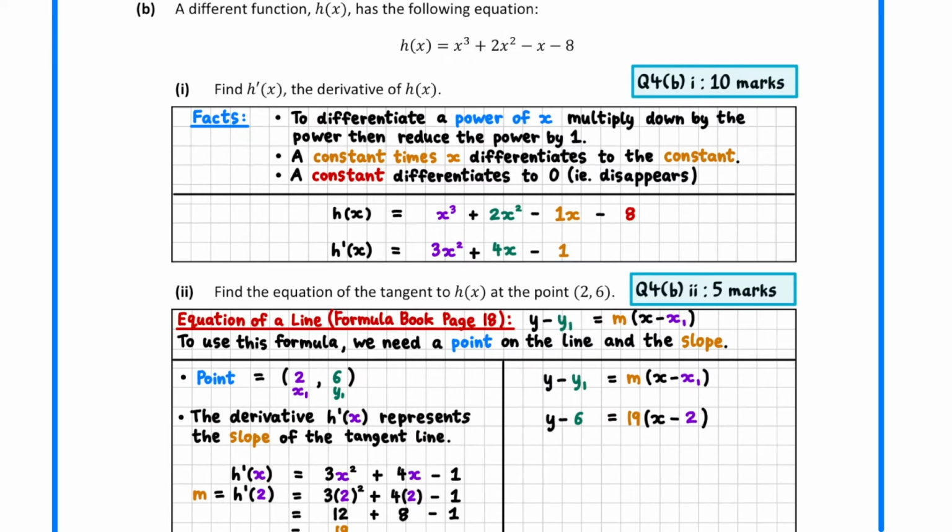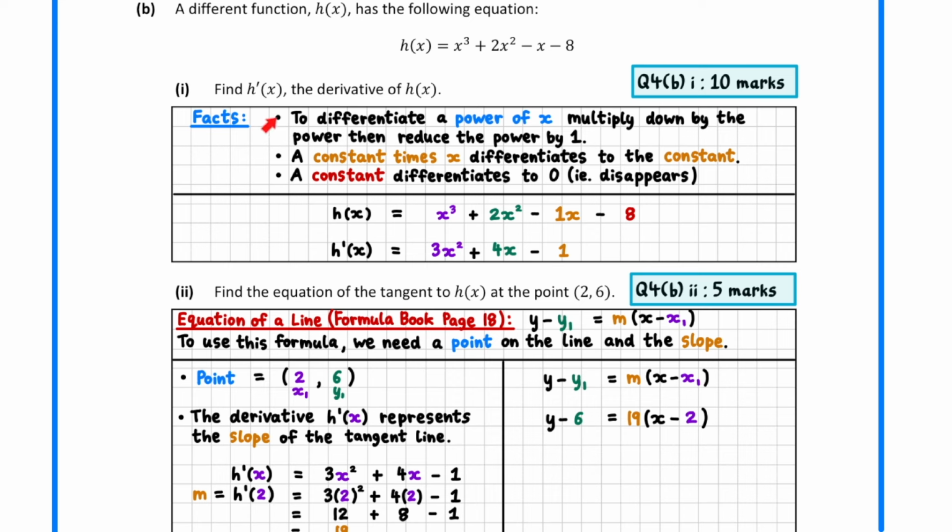In B, we are given an equation for a different function, h of x. In part 1, we must find the derivative of h. The definition of h has 4 components in it: x cubed, 2x squared, 1x, and 8. Each of these can be differentiated individually.